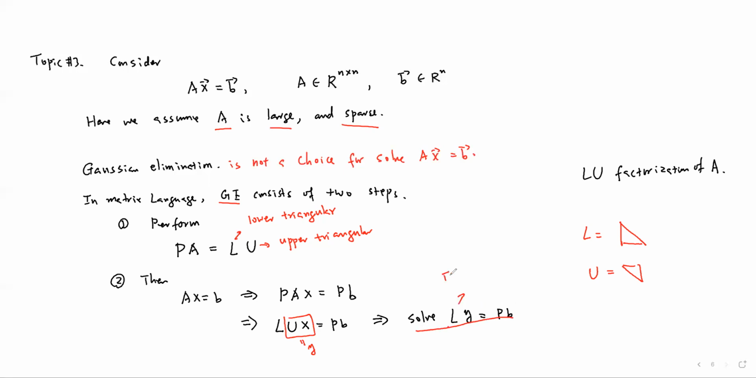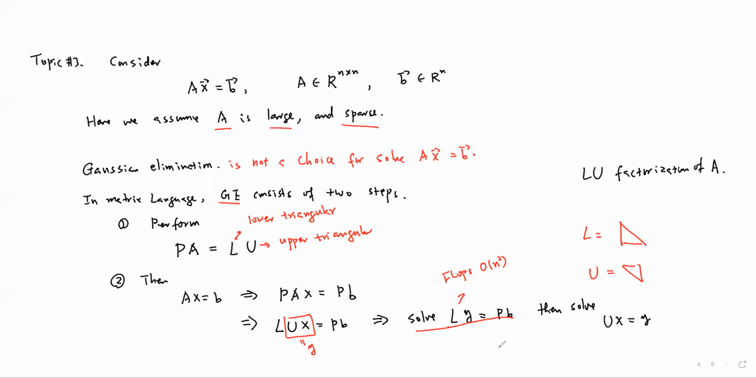The computational cost is order n squared to get y. Okay. After we solve this equation for y, then solve Ux is equal to y to get x. Because U is now upper triangular, perform backward substitution to get x. Yeah, this is Gaussian elimination, two steps in matrix language.